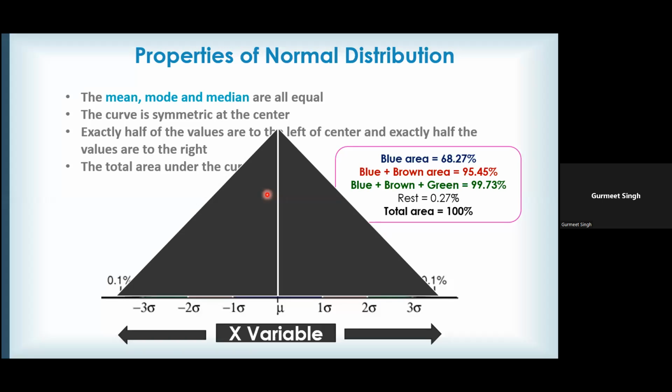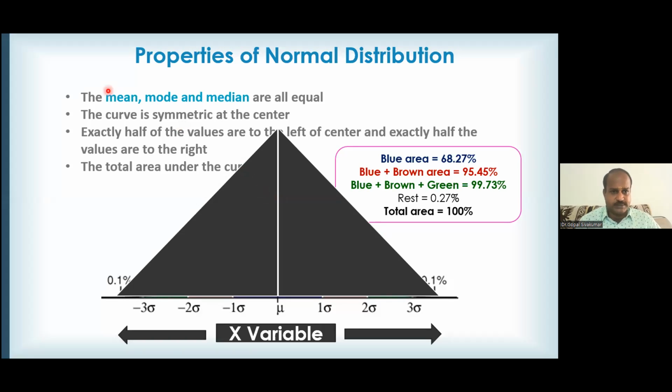We are going to learn the properties of normal distribution. If you look at my slide, you can see a triangle and I have drawn a center line, isn't it? And now the center line divides my triangle into two equal halves. That means the triangle is symmetrical at the center. Whatever you see on the right side of the line, the same thing you see on the left side.